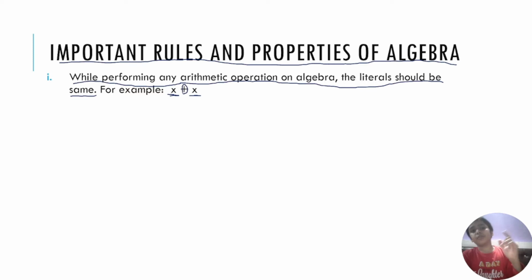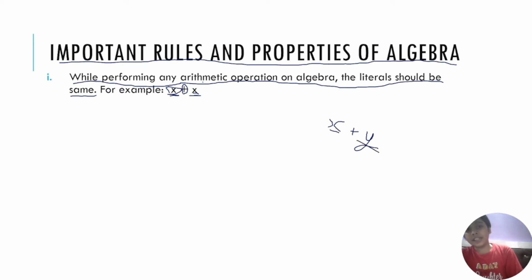They both are same and we are adding them. What the rule says is that when we are performing any arithmetic operation, addition, subtraction, multiplication or division, the literals should be same. As you can see here, x and here also it is x. That means both the literals are same, the quantity is same. But if I write here x plus y, we can't perform this. Why? Because x is different and y is different. Their quantities are different.